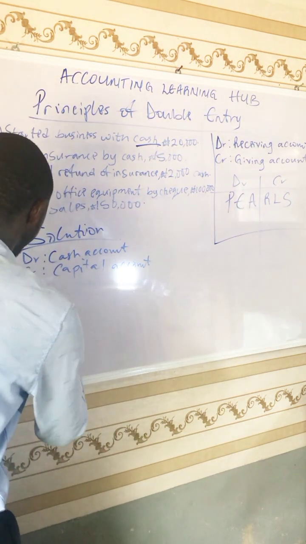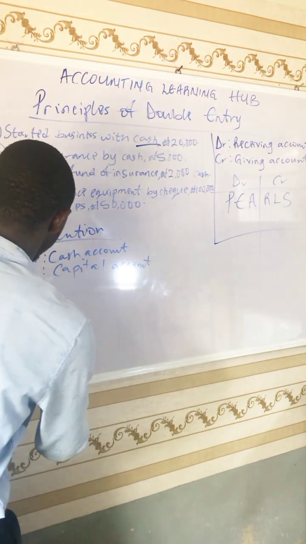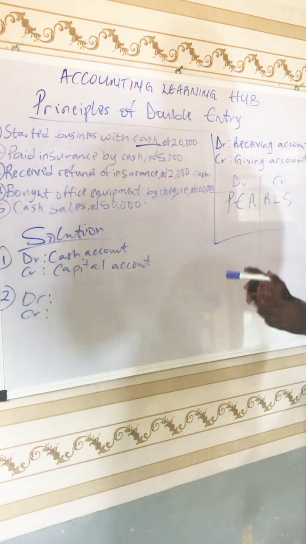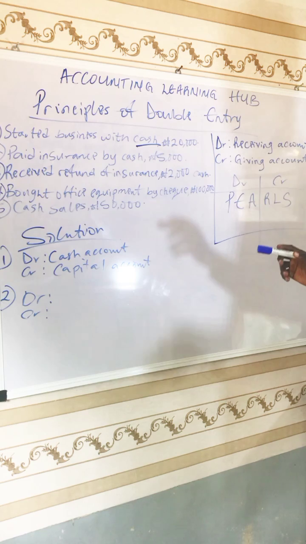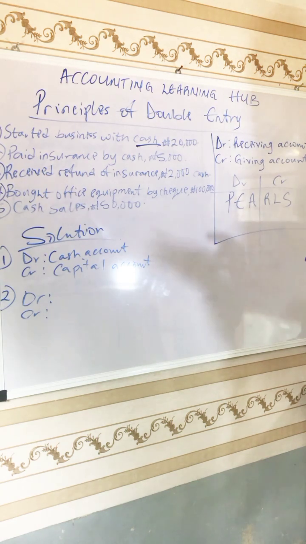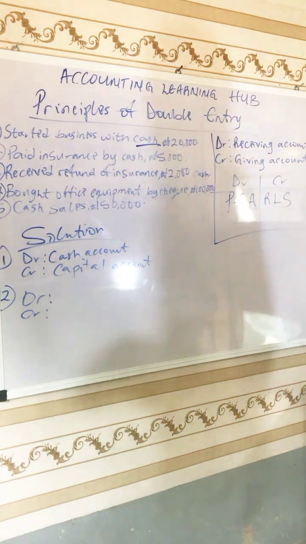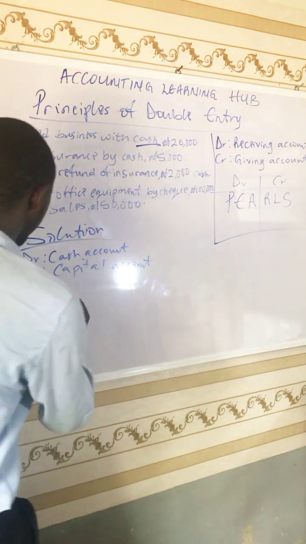Now, which account will be debited and which account will be credited? Our insurance account is an expense, and if you follow this rule, we debit expense account. So let's debit insurance.